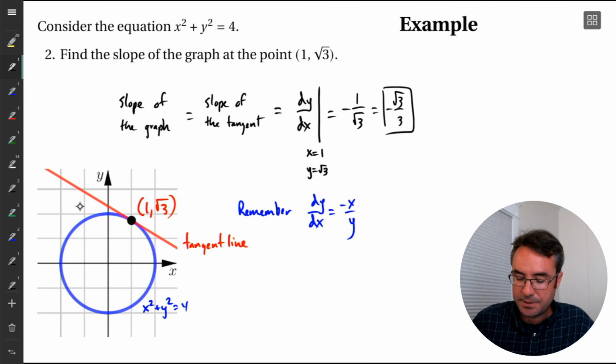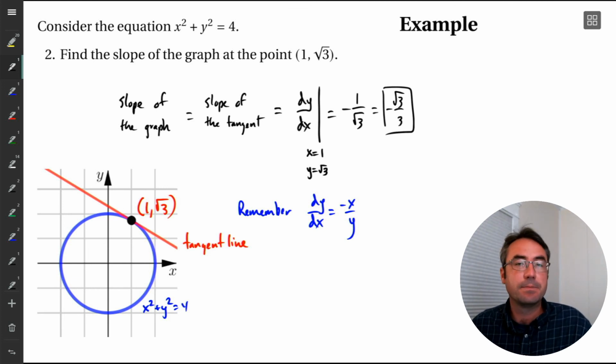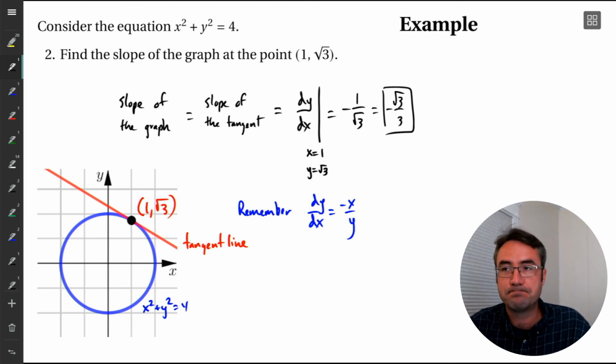And you can see that's certainly plausible because this tangent line is pointing downward, and that agrees with the fact that this is a negative slope. All right. So we're just going to try a few more examples of these, look at more complicated equations and see how to calculate dy dx using this implicit differentiation.